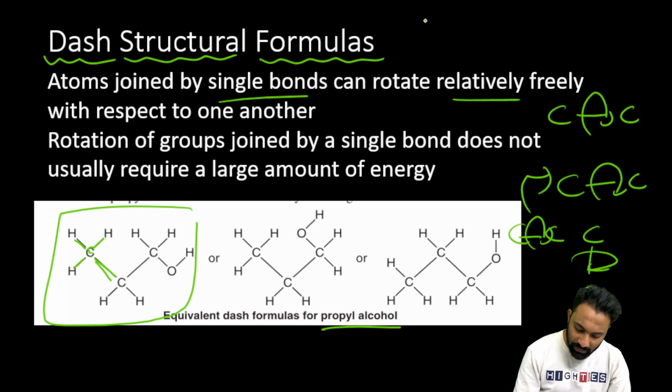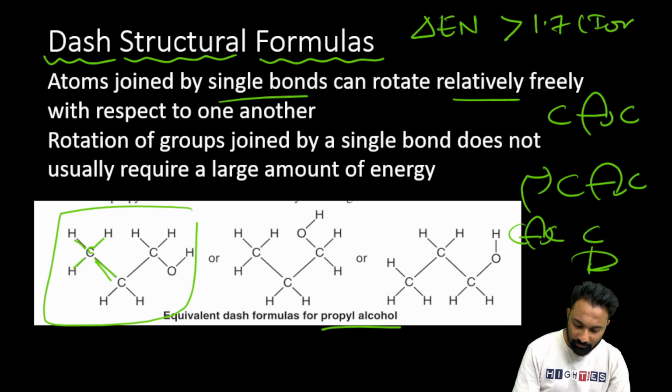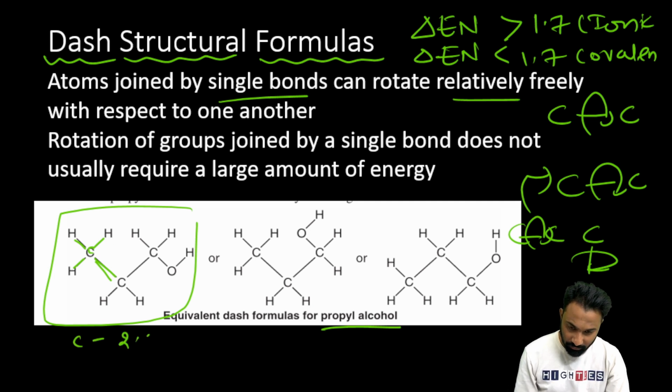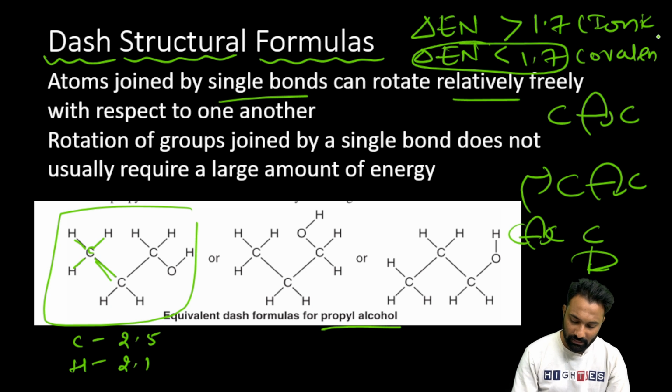See which one? If the electronegativity difference is greater than 1.7, that is ionic. If the electronegativity difference is less than 1.7, that is covalent. Now carbon electronegativity is 2.5, hydrogen electronegativity is 2.1. The difference will be less than 1.7, then the bond between them will be covalent. Clear? That's the reason here the bonds are covalent bonds.